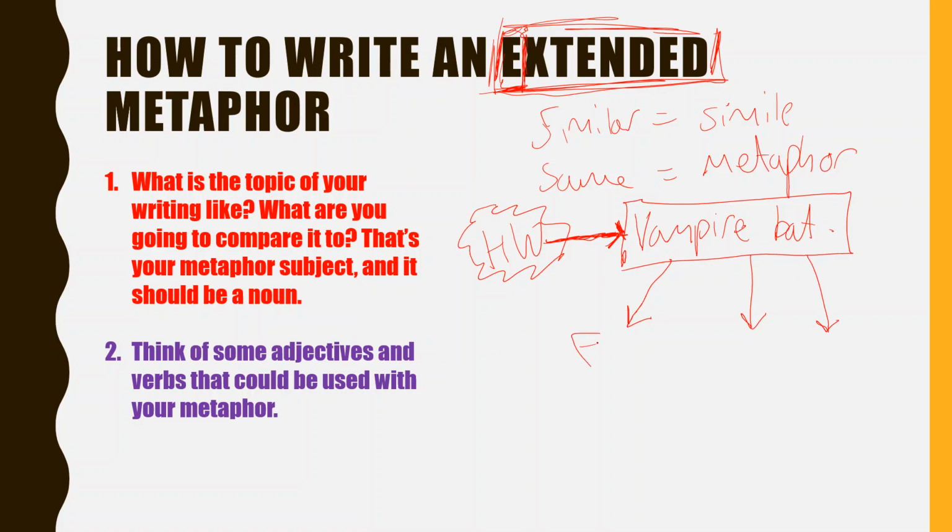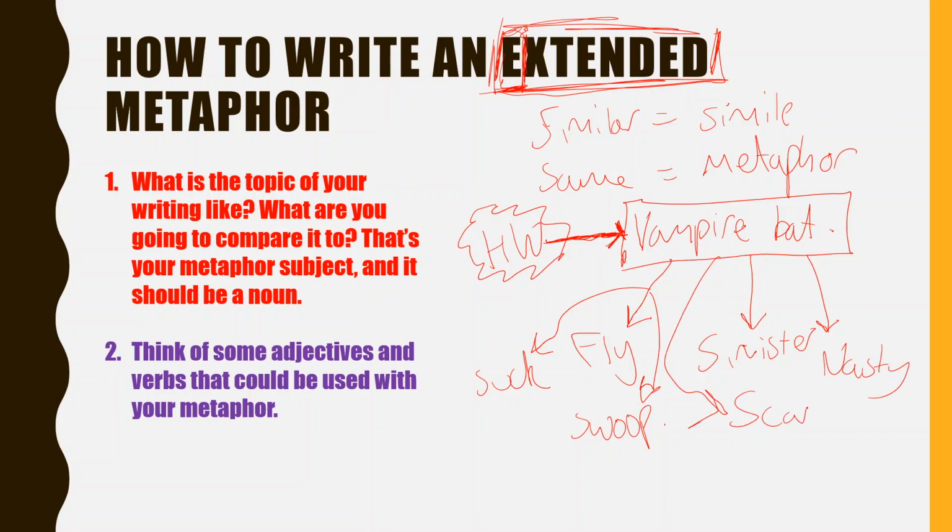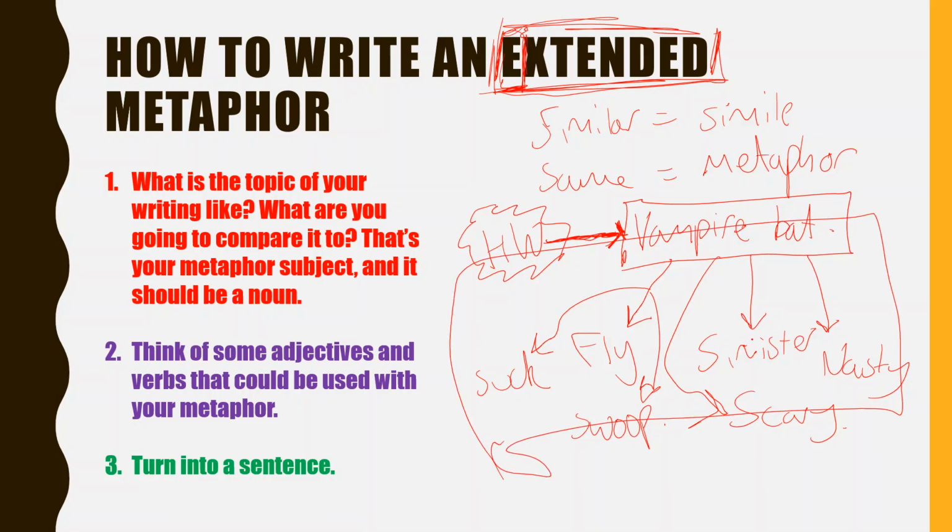Vampires, bats. What do they do? They fly. They suck blood. And they swoop. Right, now I need to think of some adjectives. Let's say they're sinister, they're nasty. Let's go one more. Scary. Okay, so I've thought of my subject to my metaphor. I've come up with some verbs. I've come up with some adjectives. And the last step is to combine all of that into one or two sentences, and that's what an extended metaphor is. Okay, so that's the process of writing an extended metaphor.